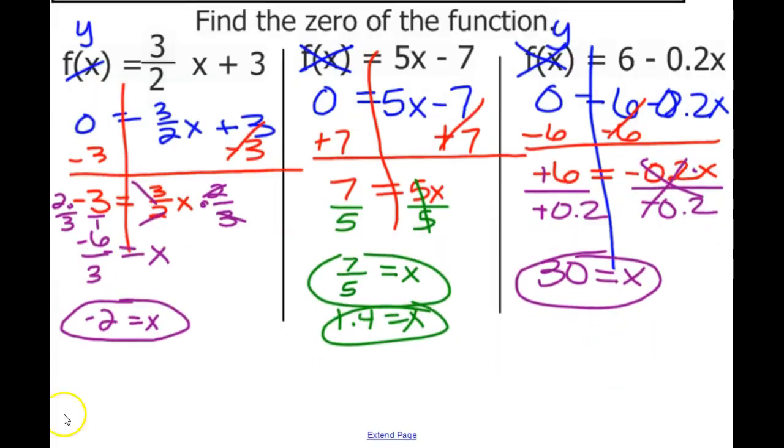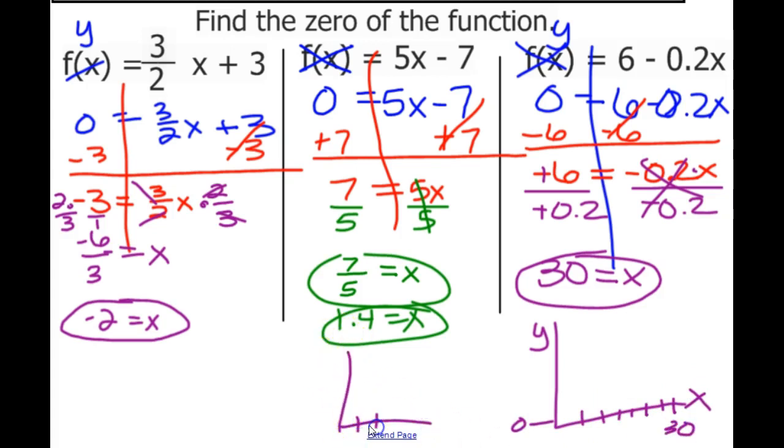So what this means is, if I were to look at a graph, when y is 0, on my x-axis I would be at 30, way over here. On this one, my x-axis would be at 1.4, wherever my line is crossing. This one I'd be at negative 2. So just so you know what that means.